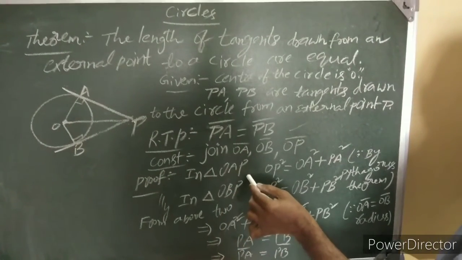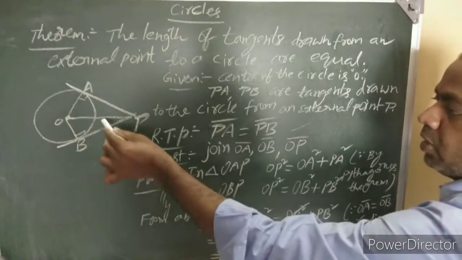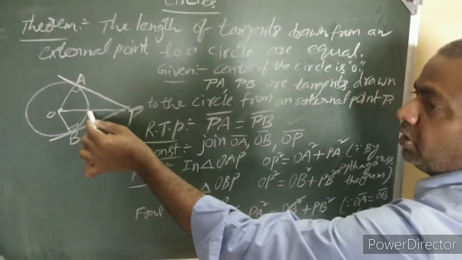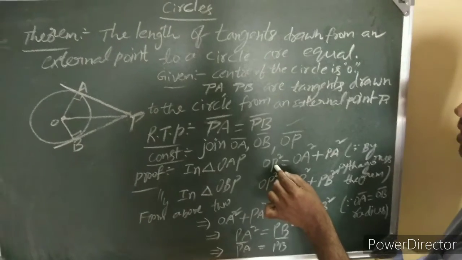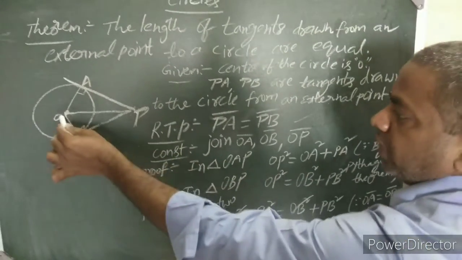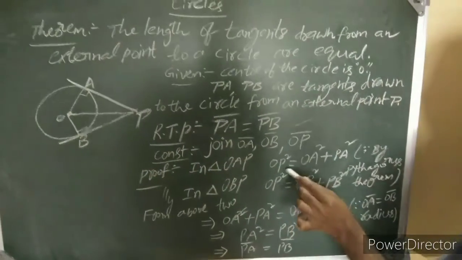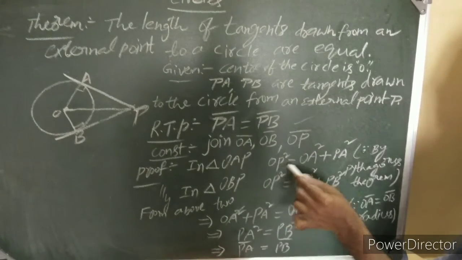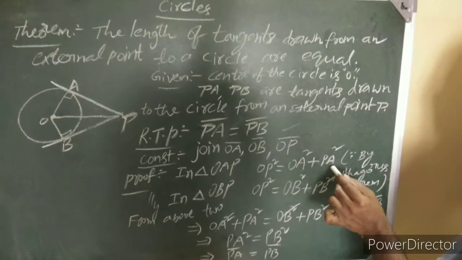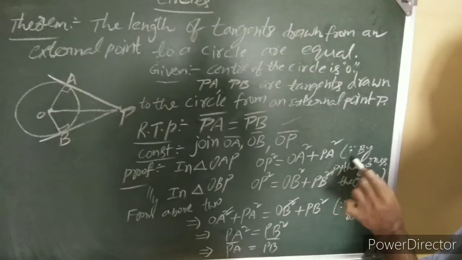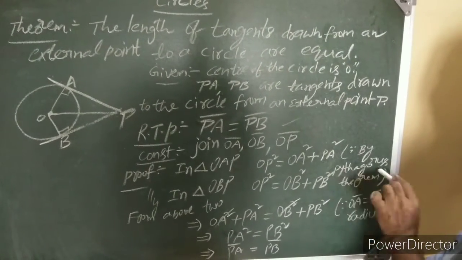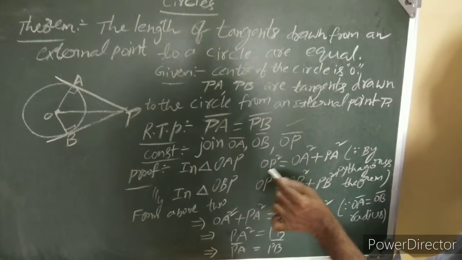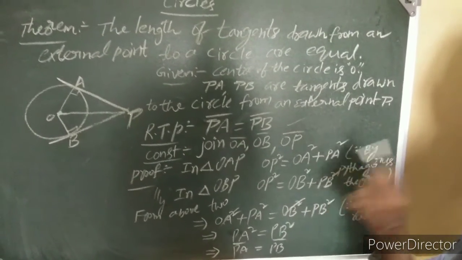In right angle triangle OAP, what is the hypotenuse? The side opposite 90 degrees. That is, OP square is equal to the sum of the squares of the other two sides. That means OA square plus AP square. So I am saying that OP square is equal to OA square plus PA square. Why am I writing this? Because we use the Pythagoras theorem, which we already proved. That's why I am writing OP square is equal to OA square plus PA square.